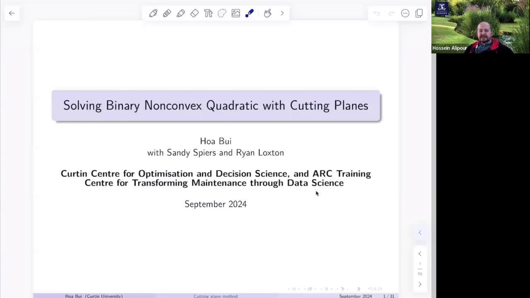Our speaker today is Dr. Hoa Bui, who is a research fellow at the ARC Training Centre for Transforming Maintenance through Data Science and the Curtin Centre for Optimisation and Decision Science. Her research areas include discrete optimization, convex analysis, and graph theory, with a current focus on non-convex optimization. Hoa is also developing a platform for scheduling in the mining industry. Today, she will present on solving binary non-convex quadratics with cutting planes.